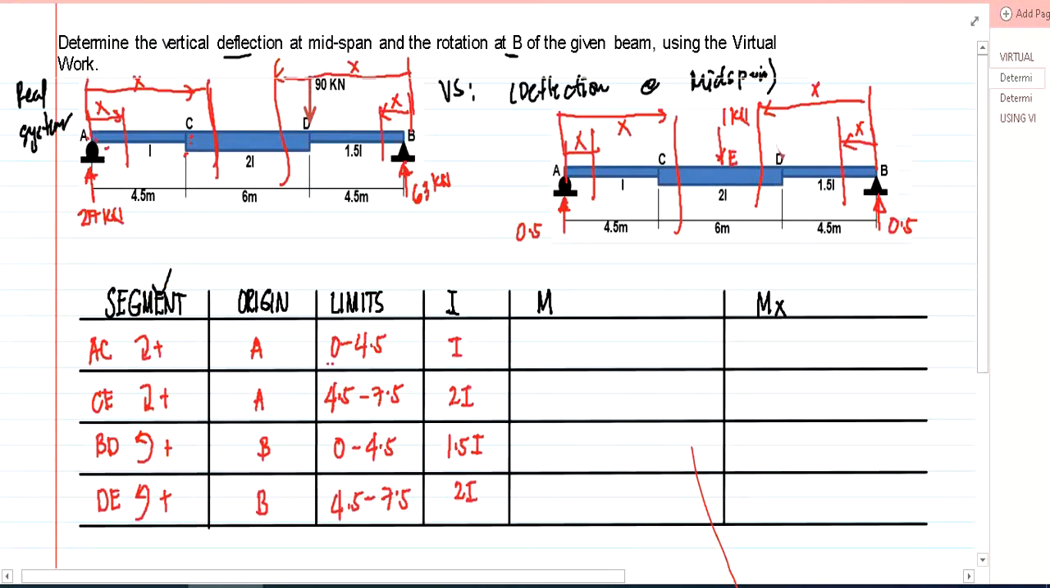So, moment equation. M denotes the moment equation for the real loading. Okay? Real system. So what we are looking at here is our real system. For segment AC, when you cut the segment at AC, that is our segment. Then you take moment at the cutting plane.